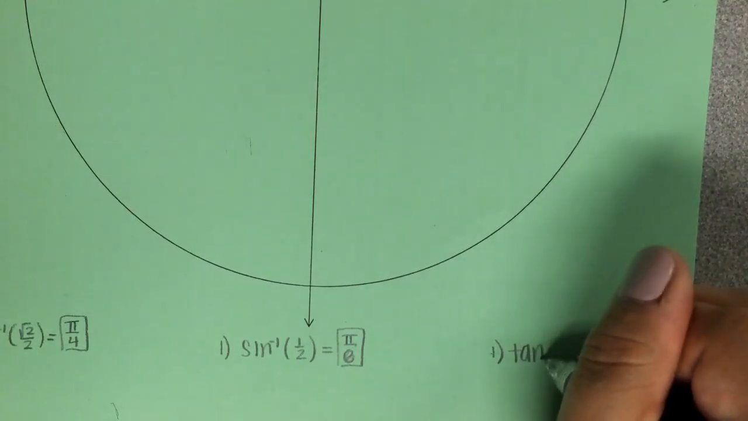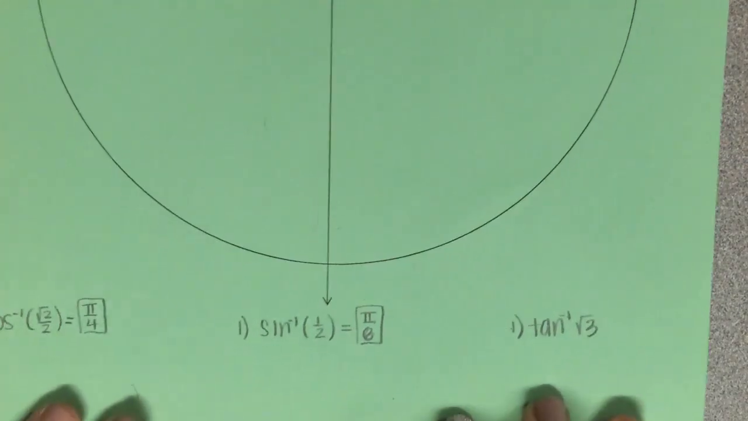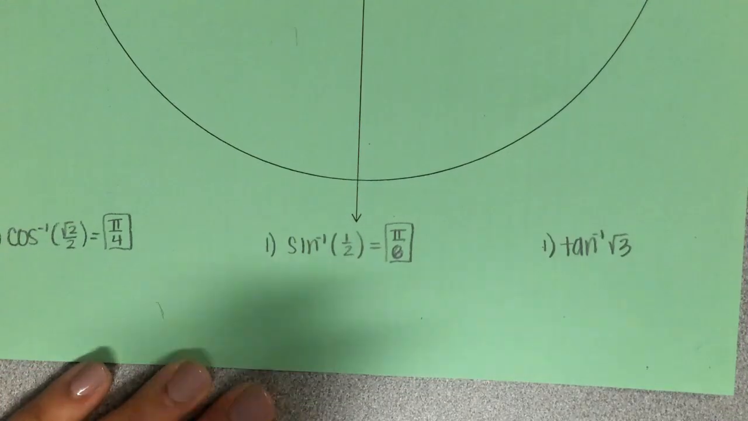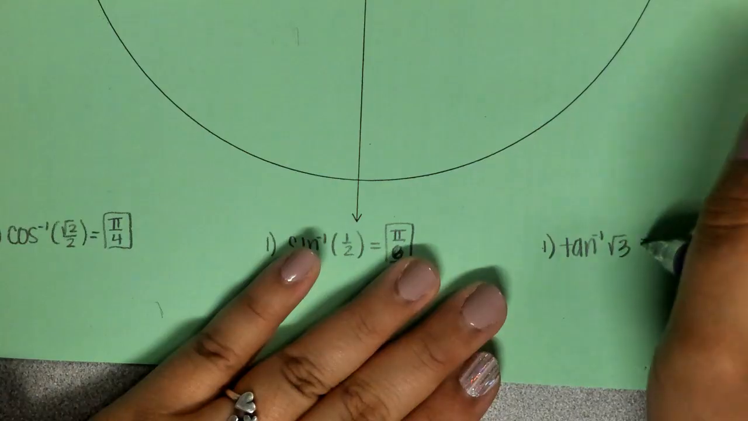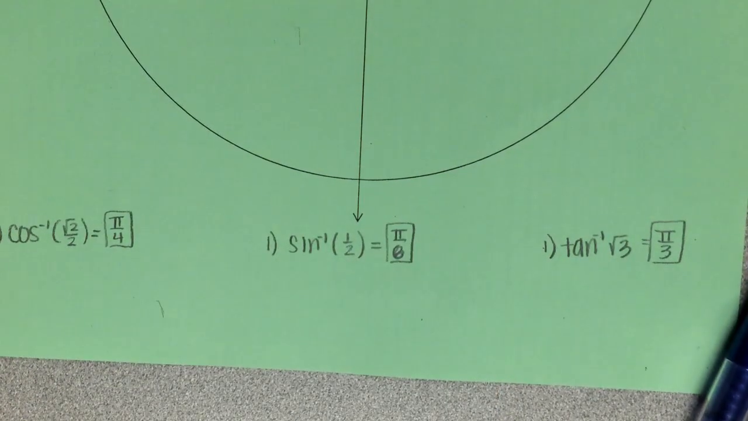What is the inverse tan of the square root of 3? Where is tangent square root of 3? And that's your answer. We are working backwards. Your answers should all be a theta, a radian, pi over something. Okay?